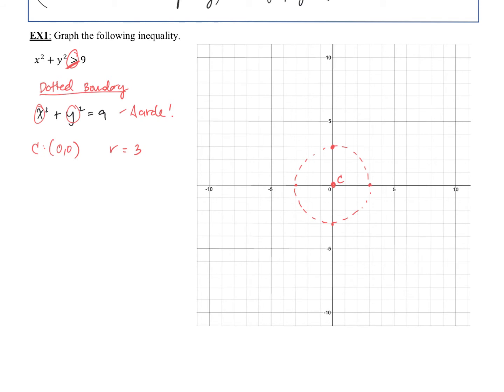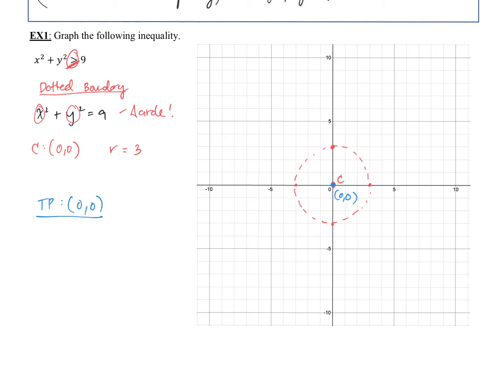Now, the last thing I need to do is pick a test point to determine if I'm shading the inside or the outside. My test point, what can I pick? You can pick any point you want to. I'm just going to pick 0, 0. And it's okay to pick 0, 0 because it's technically not on my graph. It's just the center point. The graph, remember, is the outside part, the dotted red line. So our test point is 0, 0. I label my test point. Once again, make sure to label your test point and show your testing.